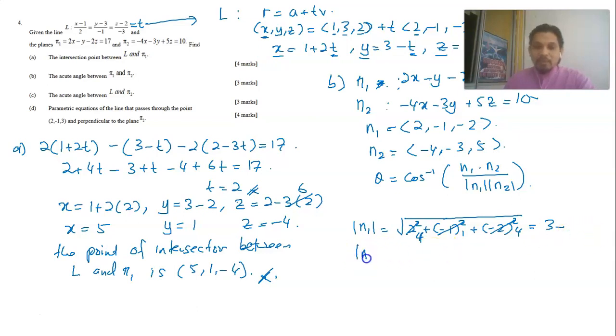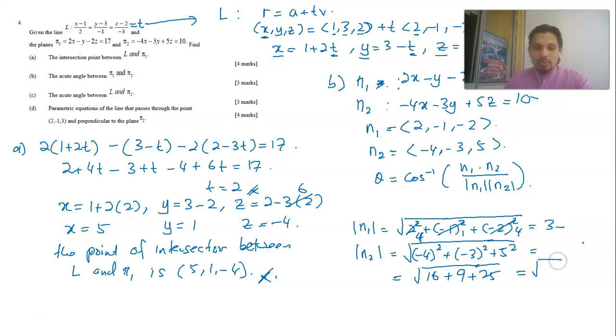And then modulus of n2 is square root of negative 4 square plus negative 3 square plus 5 square. Negative 4 square equal to 16 plus 9 plus 25. This is square root of 50. Okay, anyway, let's just let it be done.